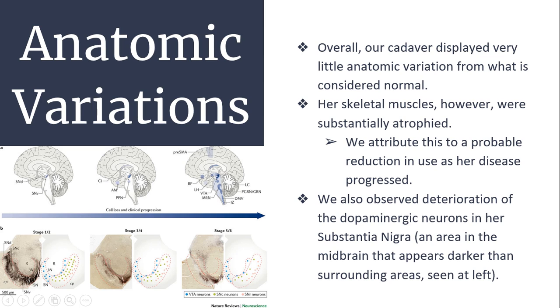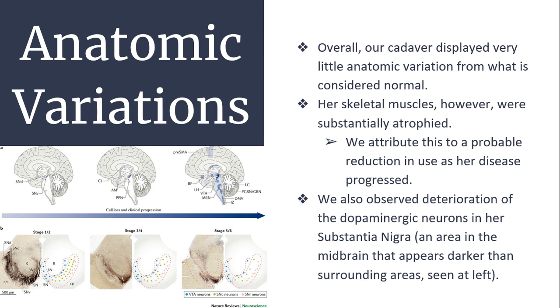So overall, our cadaver displayed very little anatomic variation from what is considered normal. Everything checked out. We didn't notice any heart problems. We didn't notice any liver issues, or any issues at all in her abdomen. The one thing that we did notice, though, is that overall her skeletal muscles were pretty atrophied. They were really, really small, really hard to dissect properly without destroying them.